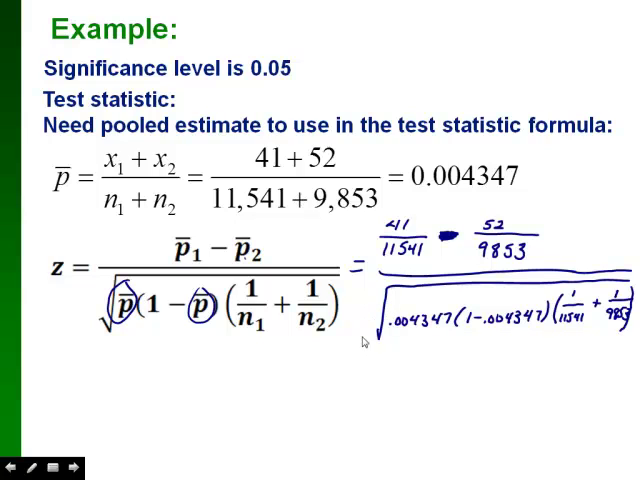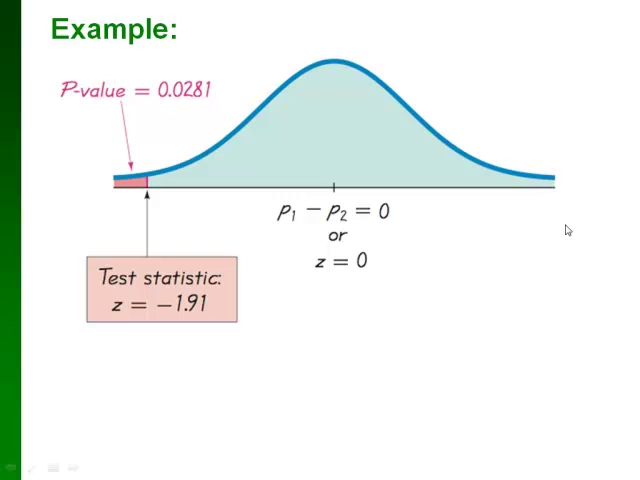So if you work all this out, and do be careful with the rounding, don't round, especially in the cases of these sample proportions. Take them out, as we did here, take them out to at least 6 decimal places. Otherwise, you're going to end up with rounding error. And do all of these operations underneath the square root first before you take the square root. So if you work through all that on your calculator, you should come up with a test statistic of approximately negative 1.91.